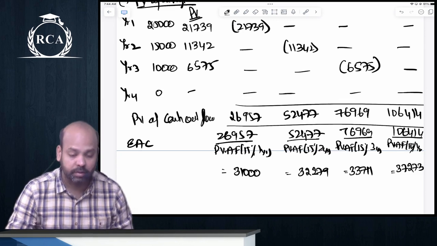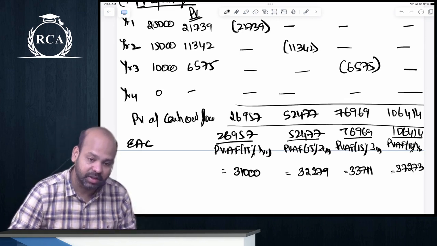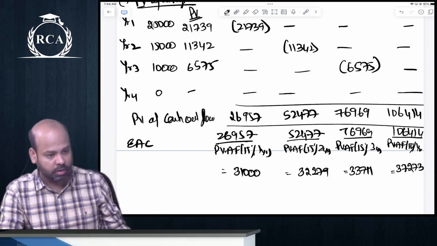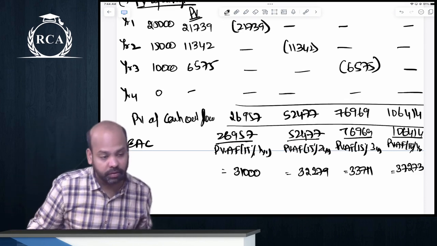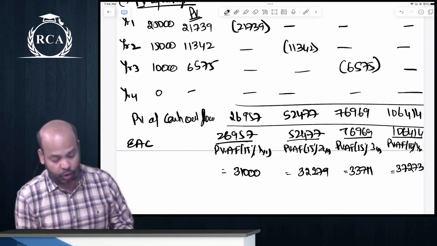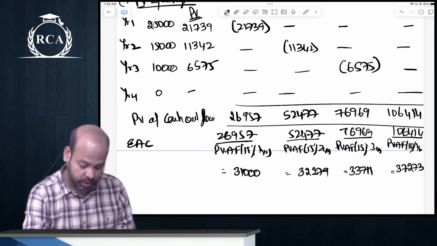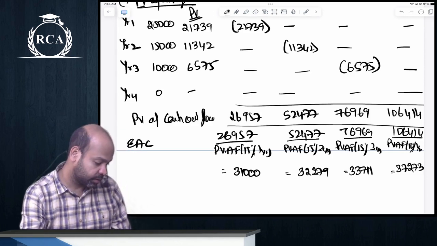That means guys it is better to replace because the existing machine as such guys is going to cost you more. Take 40,000, buy the new asset. The new machine is going to cost you only 28,600 and the existing machine as such guys.